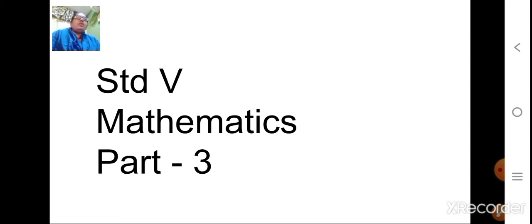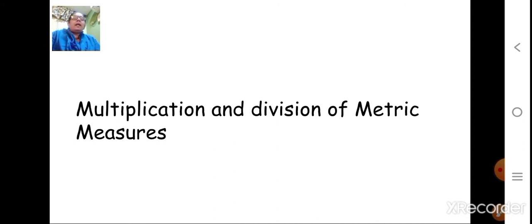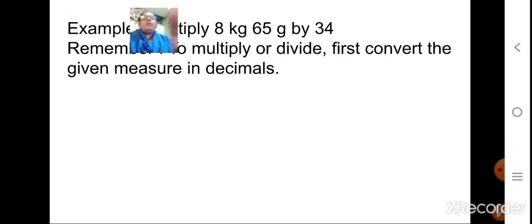In the last few classes, we have studied the conversion of metric measures, that is, from bigger unit to smaller unit and from smaller to bigger units. In the previous class, we also learned about the addition and subtraction of metric measures. So today, let us continue with our subject and in part 3, learn about multiplication and division of metric measures. Let us first start with multiplication. Let us start with an example here.